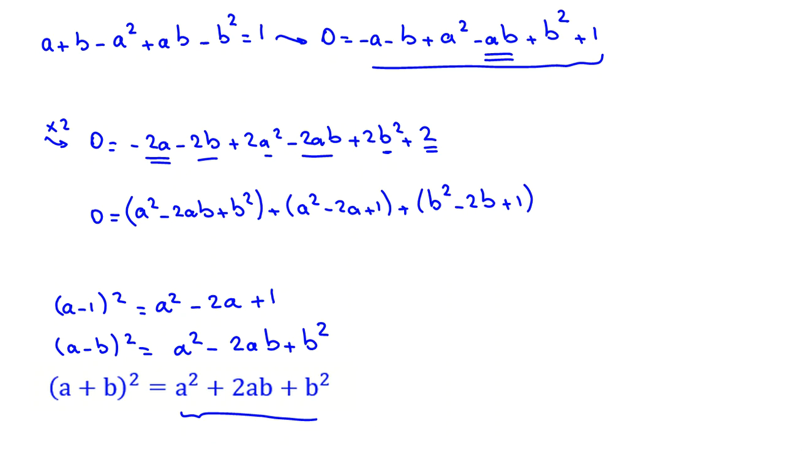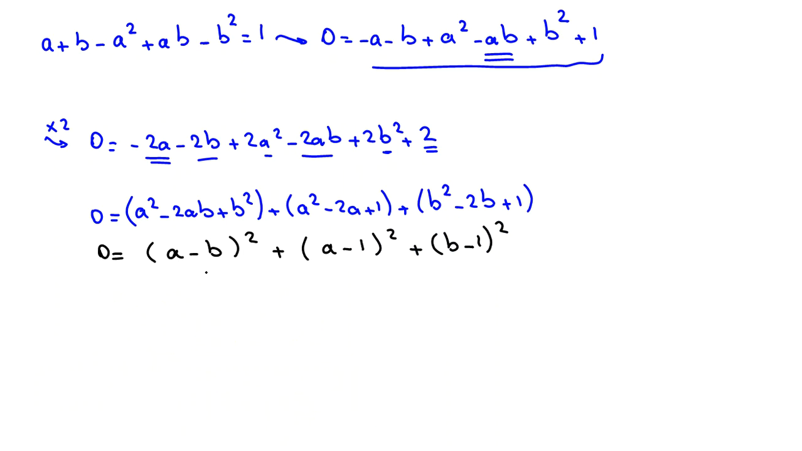If I apply this identity, I can say the first one is a minus b squared, this one a minus 1 squared, and this one b minus 1 squared. And it's so good. Why? Because each square is at least 0. These are real numbers. So when a sum of some squares equals 0, each of them should be 0. So a minus b should be 0, a minus 1 should be 0, b minus 1 should be 0.